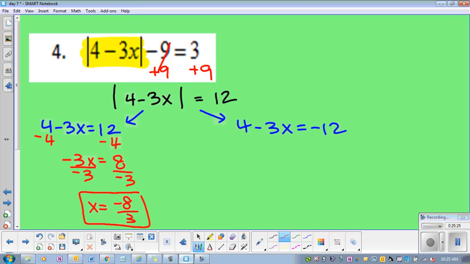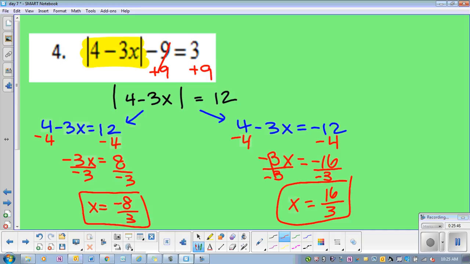Let's look at this one. Minus the 4 here too. Then we have negative 3x equals negative 16. Divide by negative 3. So x equals 16/3. I'll leave it as a fraction. Does anyone not know how to turn a decimal into a fraction on the calculator? Use math, math, enter, enter. Yup. Okay.